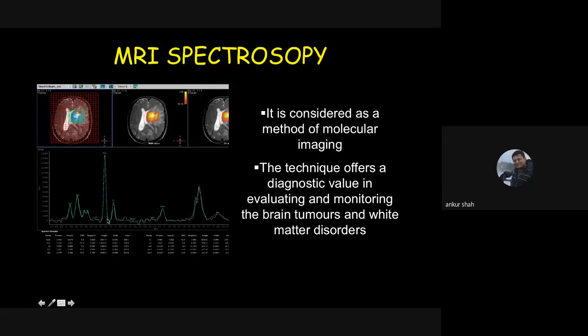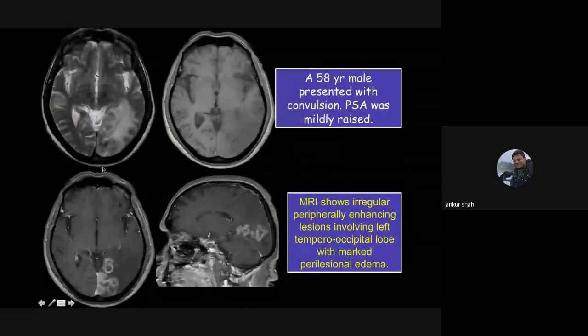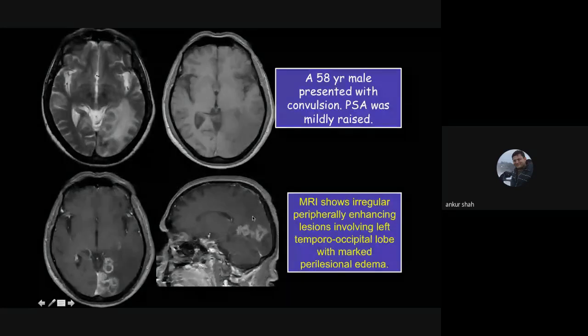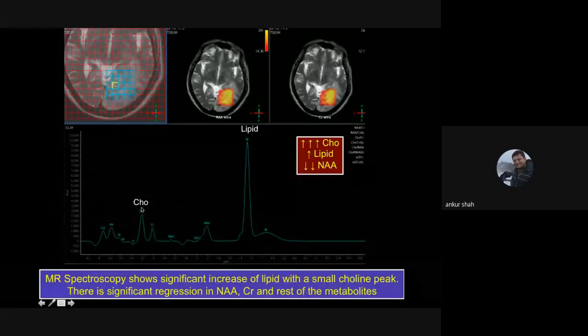So this suggests that there is some tumor where the normal brain parenchyma is lost and it is replaced by higher choline. So that suggests a tumor. Many times when there is some doubt, for example, a lesion like this, is it multiple tuberculomas or a metastatic lesion? Because this patient also had prostatic malignancy. But when we did spectroscopy, it showed that choline was very low. Instead, lipid was very high, and this is a characteristic of tuberculoma.